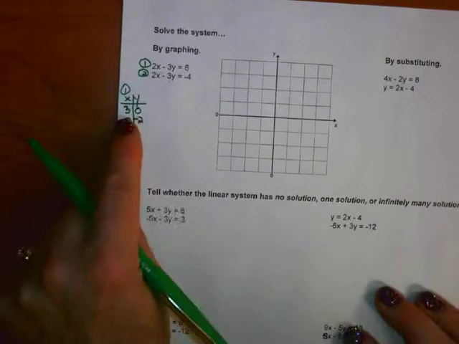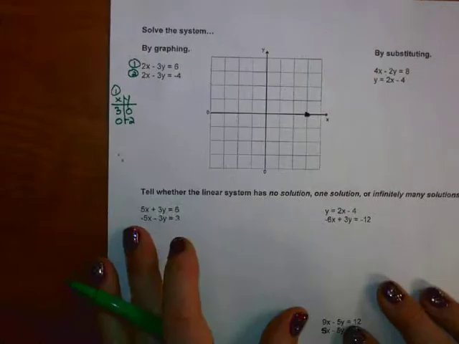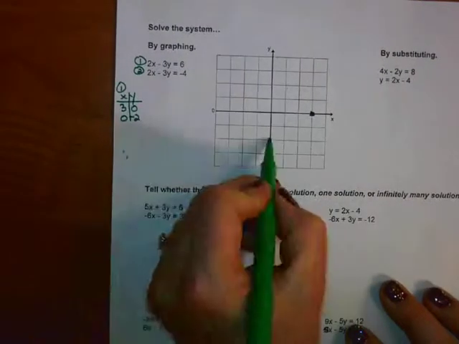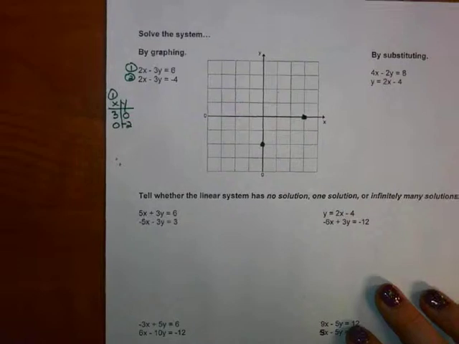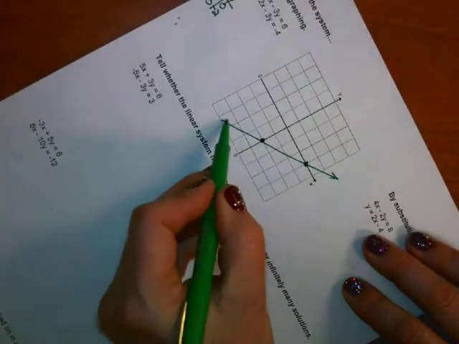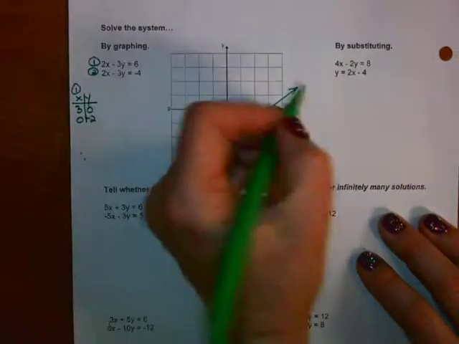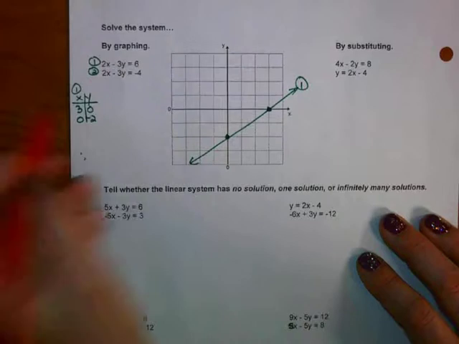So let's graph those 2 points. Over 3, up 0. Over 0, down 2. Connect them with as straight a line as you can. So that's my first one. That's line 1. Let's do line 2 now.